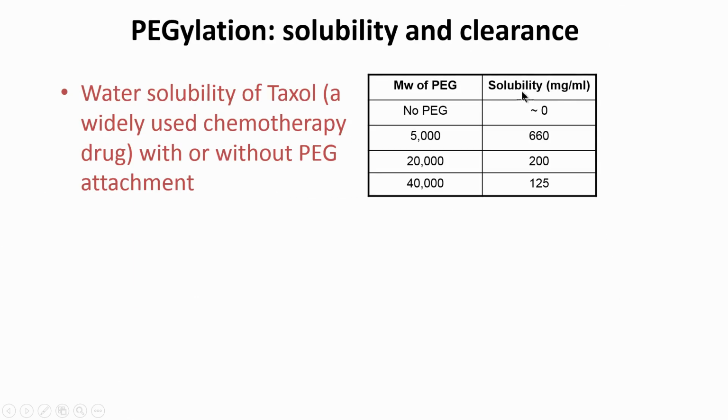So here's some more examples. Let's say Taxol, which is one of the very widely used chemotherapeutic drugs. However, Taxol is fairly hydrophobic, so the solubility without any PEG molecule is almost 0. However, when you put a 5000 Dalton PEG on it, the solubility is increased quite dramatically to 660 mg per ml, and as you go further up the solubility starts to decrease. But all of these are still soluble at these concentrations. So now the drug that was first of all not really feasible to use can be used for this application.